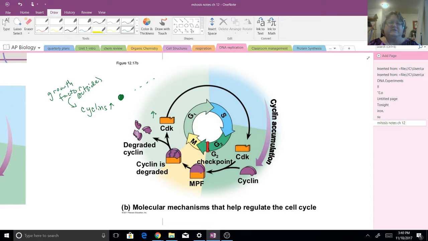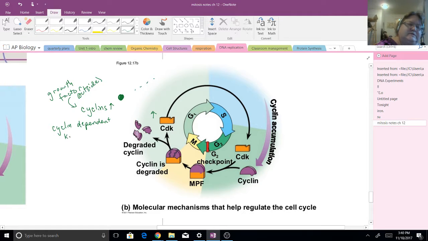As long as you're getting growth factors, you're going to get these cyclins that increase the CDK. Now, the CDK stands for cyclin dependent kinases. And so these are kinases that are dependent upon cyclin. Now, what are kinases? Well, those are proteins that do something, they make it happen. And so they're signaling molecules.